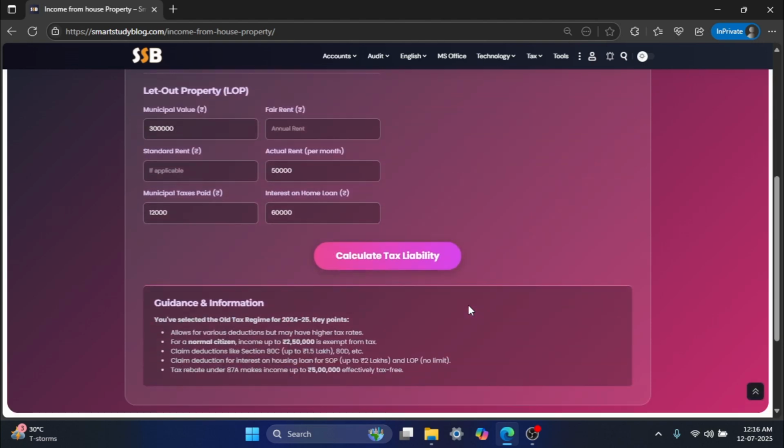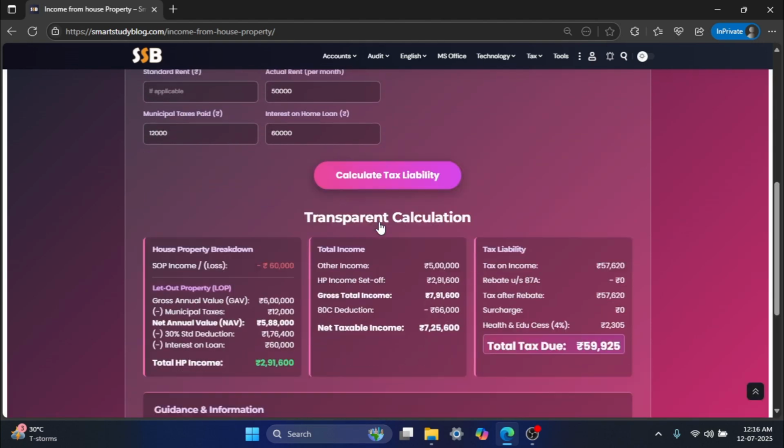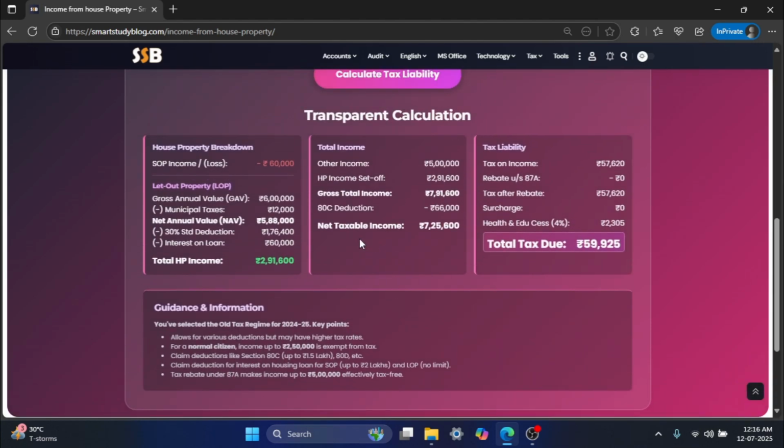Definitely a big difference. Okay, so you've put everything in, you hit calculate tax liability. What does it spit out? The beauty of it is the detailed breakdown. First, you'll see your house property income or loss. It shows how it calculated the gross annual value, net annual value, the 30% standard deduction for let-out properties, and your interest deductions. And it clarifies something important. If you have a loss from house property, you can only offset up to 2 lakhs of that loss against your other income in a financial year. Good to know. Exactly.